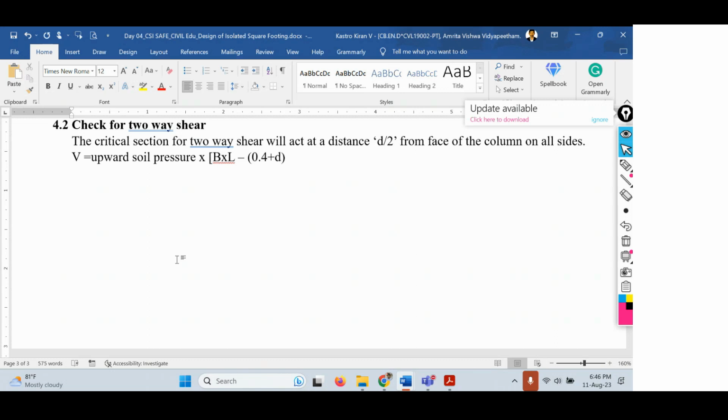I'll just write this one and then I'll show you what exactly I'm doing here. 0.4 plus D. Right, so this is the formula. So what is this one? How are we getting this one?